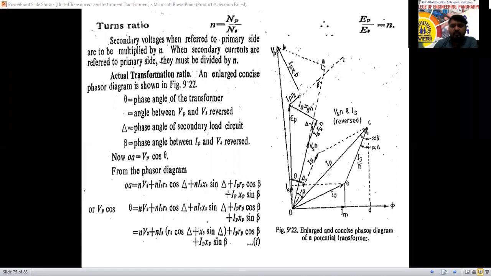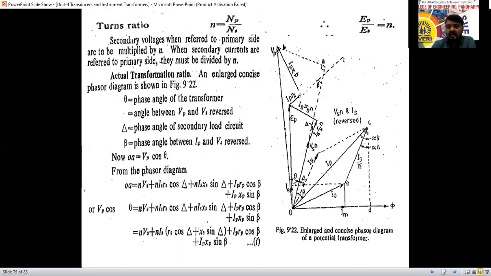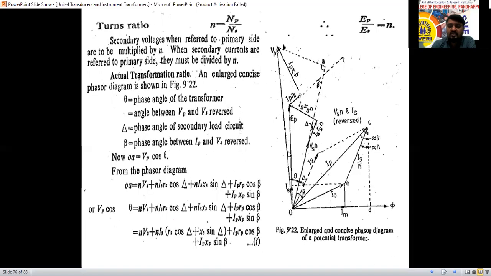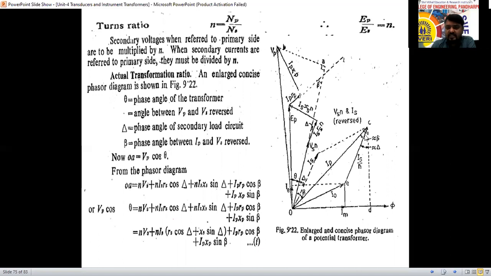So next we will go for the modified equation. By modifying that, the phase angle theta is very small, since both VP and VS are reversed and can be taken perpendicular to the theta. So we are going to consider this theta as very small. For that reason, approximately we can consider the angle OCD. This is O, this is C, and this is D here.